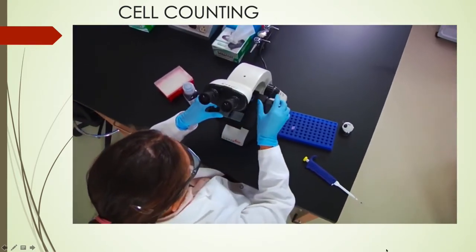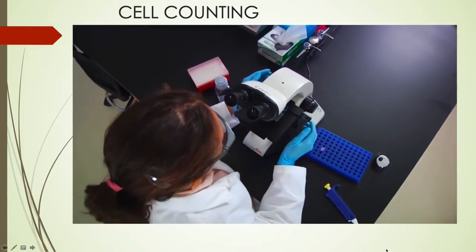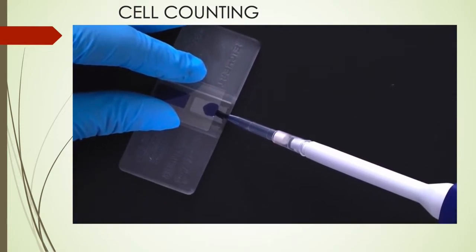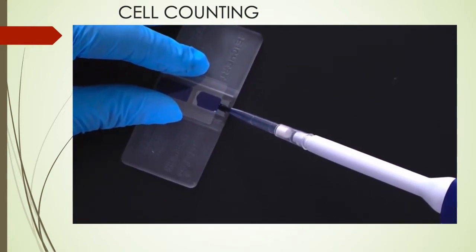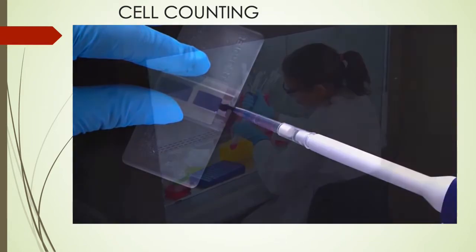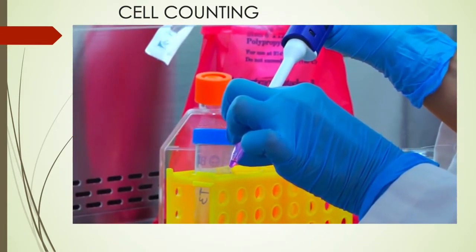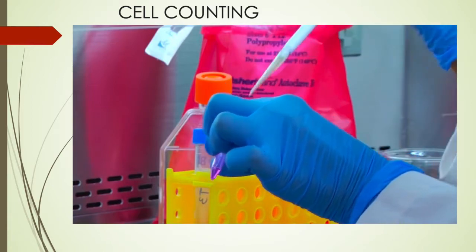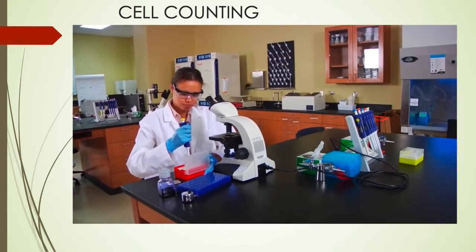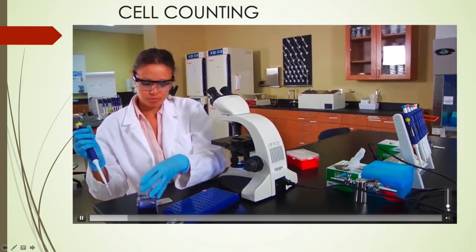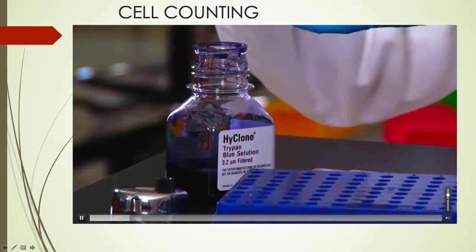A hemocytometer is a device that is used for counting cells. It's a modified microscope slide containing two identical wells or chambers into which a small volume of cell suspension is pipetted. We have already removed 100 microliters of our cell suspension and placed it in a microcentrifuge tube. Dilute the suspension by adding 100 microliters of trypan blue.